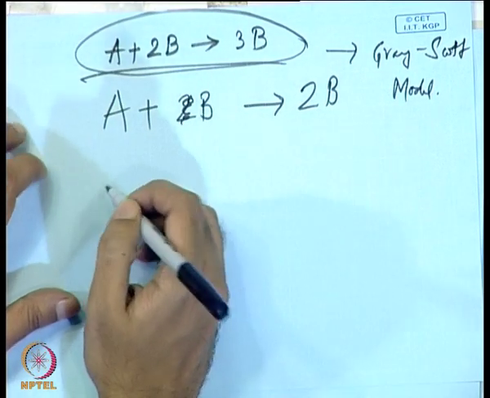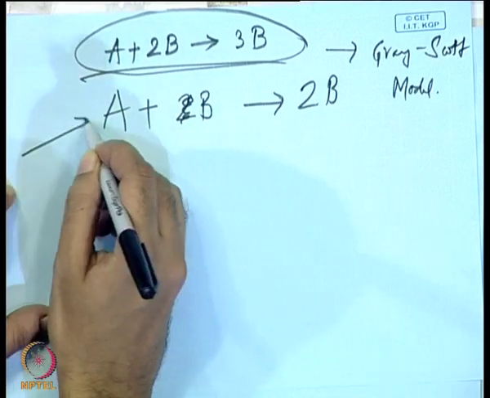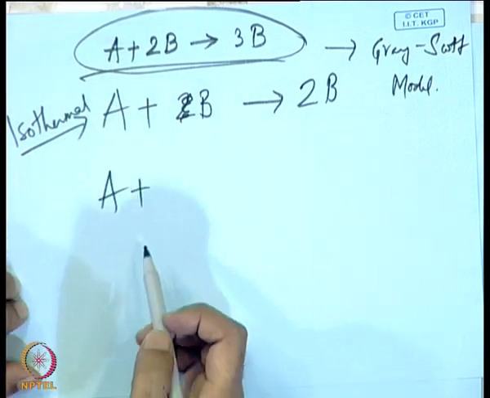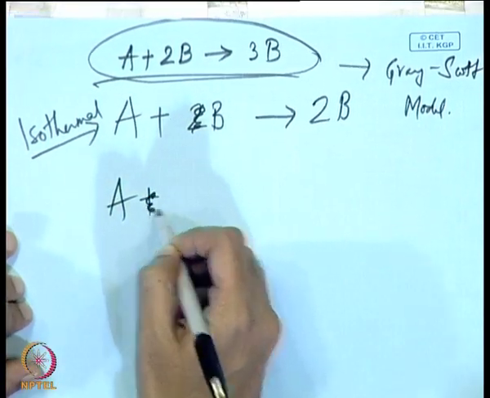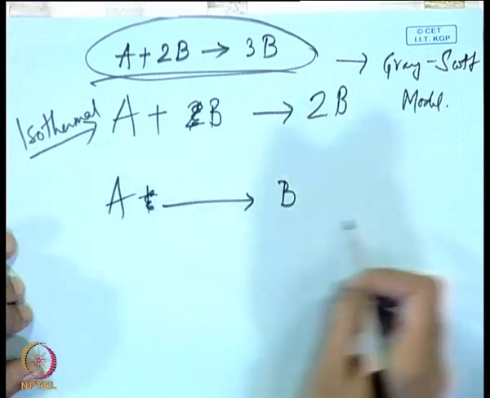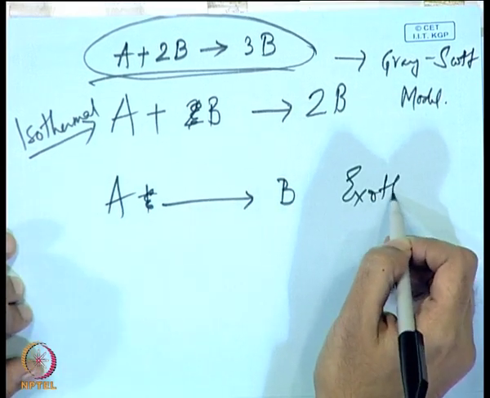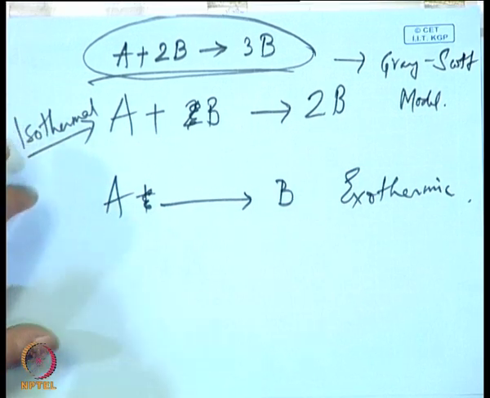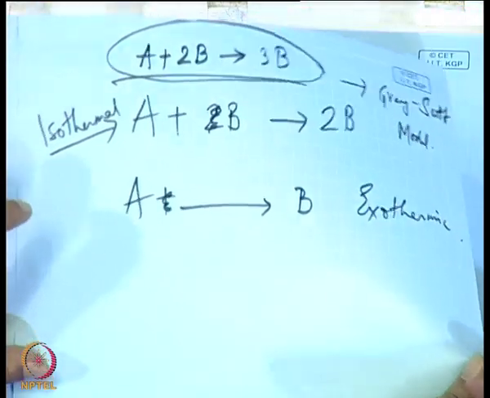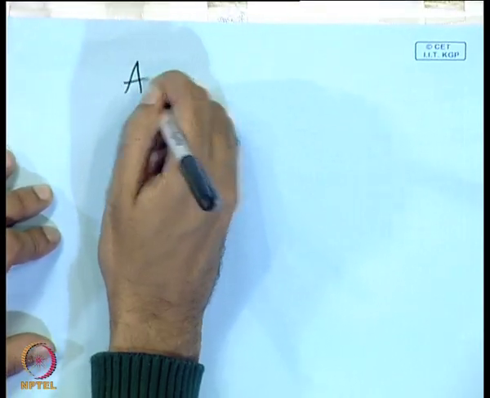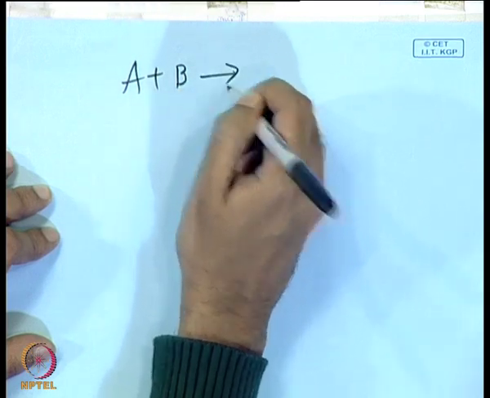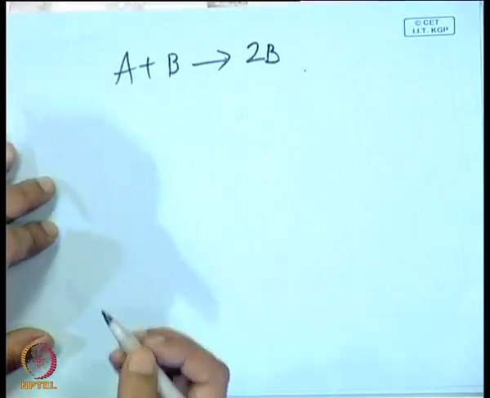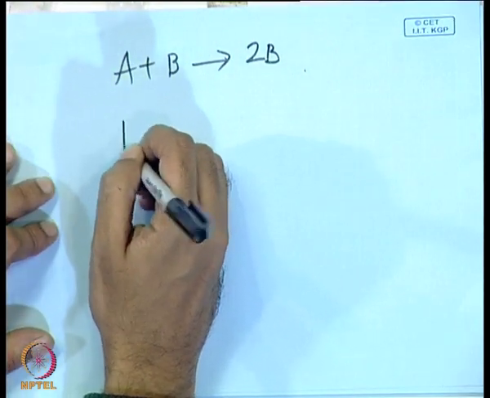So, you can have a system like this, or let us call this isothermal, or you can have a system as exothermic. Okay. So if I have A plus B giving 2B, what would be the reaction rate?